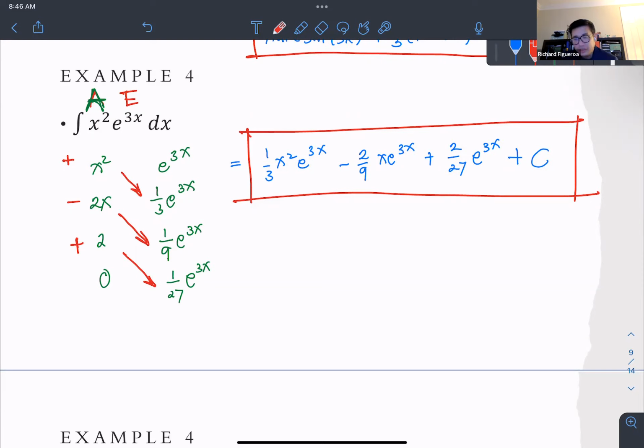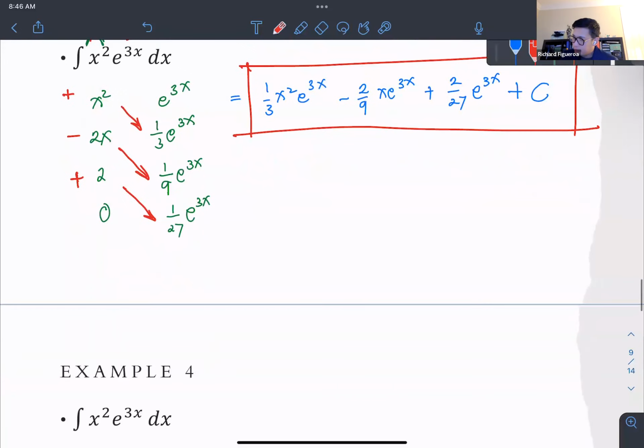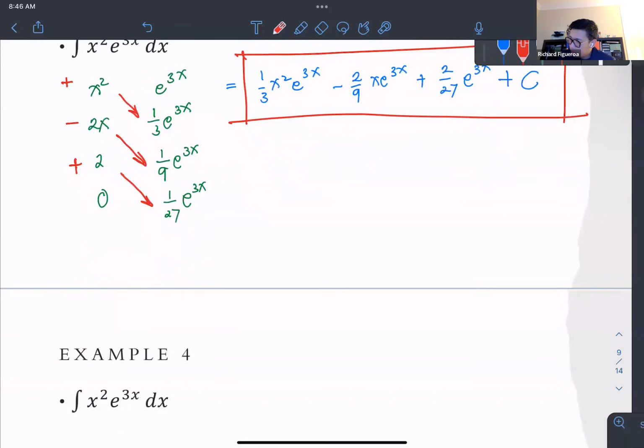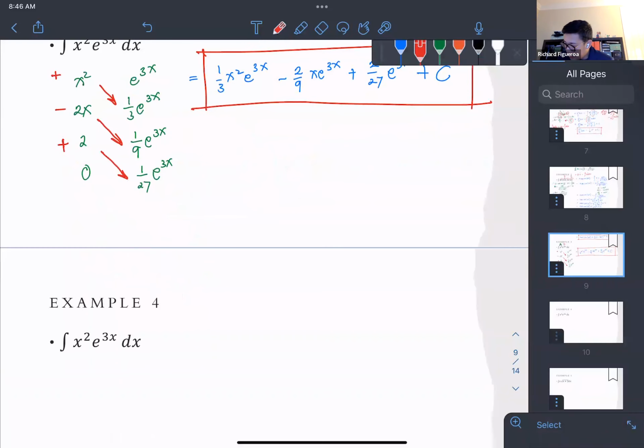If we're going to do it using the long method or using the other approach, it's still okay. Kaya lang, maraming sinusulat. Okay?